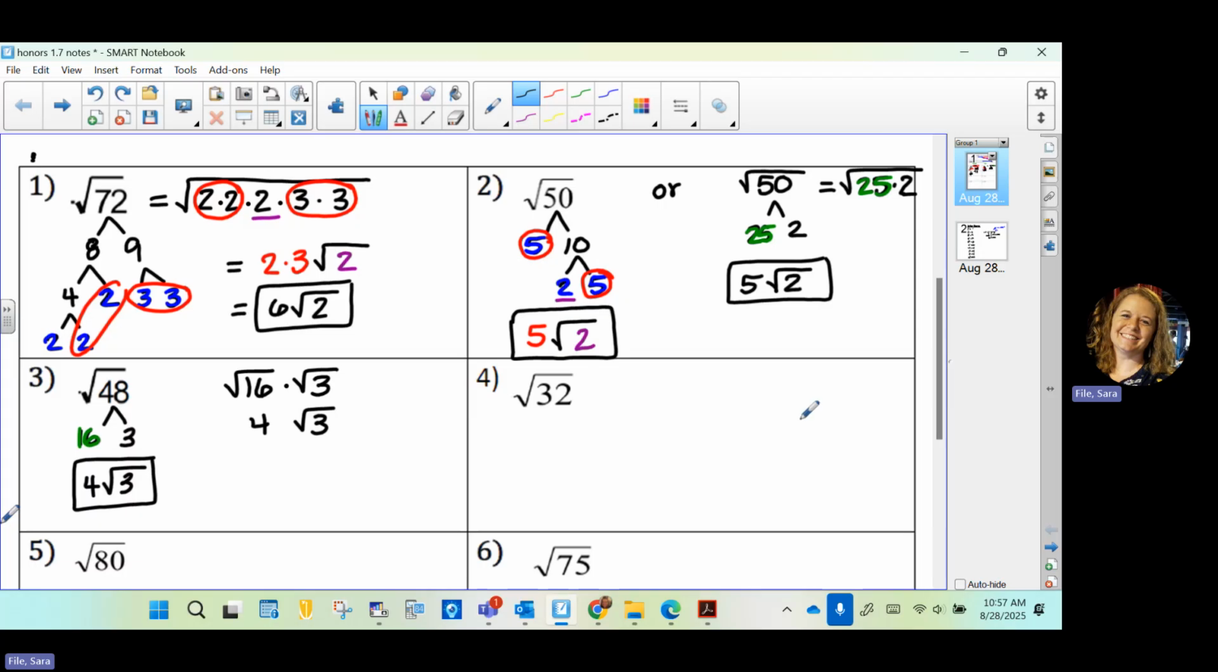Okay. All right. Is there a perfect square factor of 32? Also 16. 16 times 2. So since 16 is a perfect square, what is this going to be? 4 root 2.